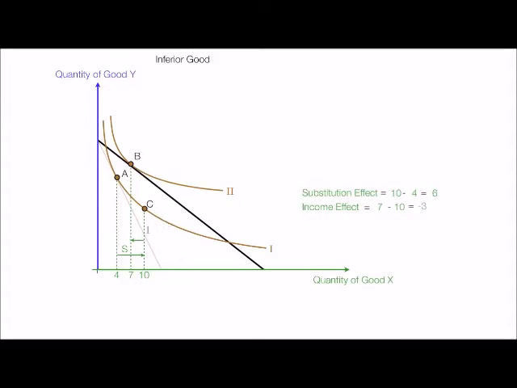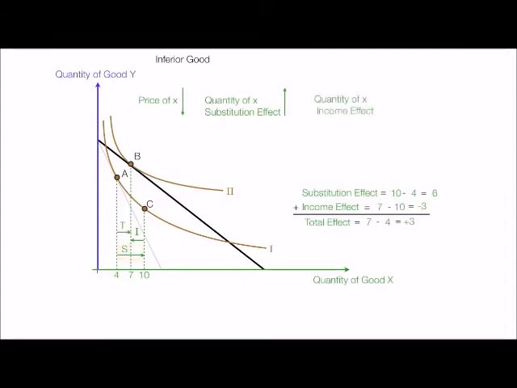And I'll label that I, the income effect. The total effect is 7 minus 4, or plus 3. The price of X goes down. The quantity of X consumed by the substitution effect increases. And the quantity of X due to the income effect actually decreases. The total effect is going to be 6 plus a negative 3, or plus 3.